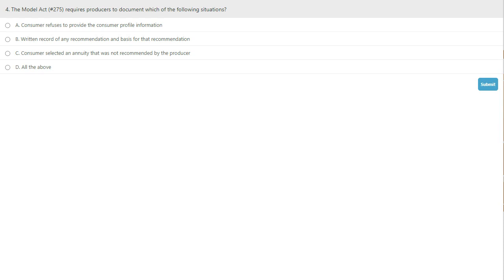Again, select the best answer and hit submit, and I'll repeat the question. The Model Act requires producers to document which of the following situations. Consumer refuses to provide the consumer profile information. A written record of any recommendation and basis for that recommendation. Consumer selected an annuity that was not recommended by the producer. Or D, all of the above.